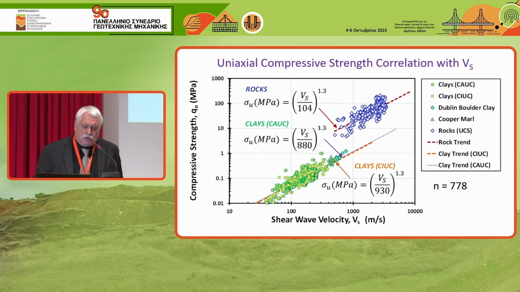In fact, I pulled together compressive strength and the shear wave velocity of rocks. And so we have a number of different kinds of rocks here. I guess I'm missing the one. Yeah, lost a figure, but that's okay. So here's the uniaxial compressive strength with shear wave velocity. We also had two databases of clays, one where the clays were anisotropically consolidated before shear, so CAUC, and another where they're isotropically consolidated because that's a much easier test.